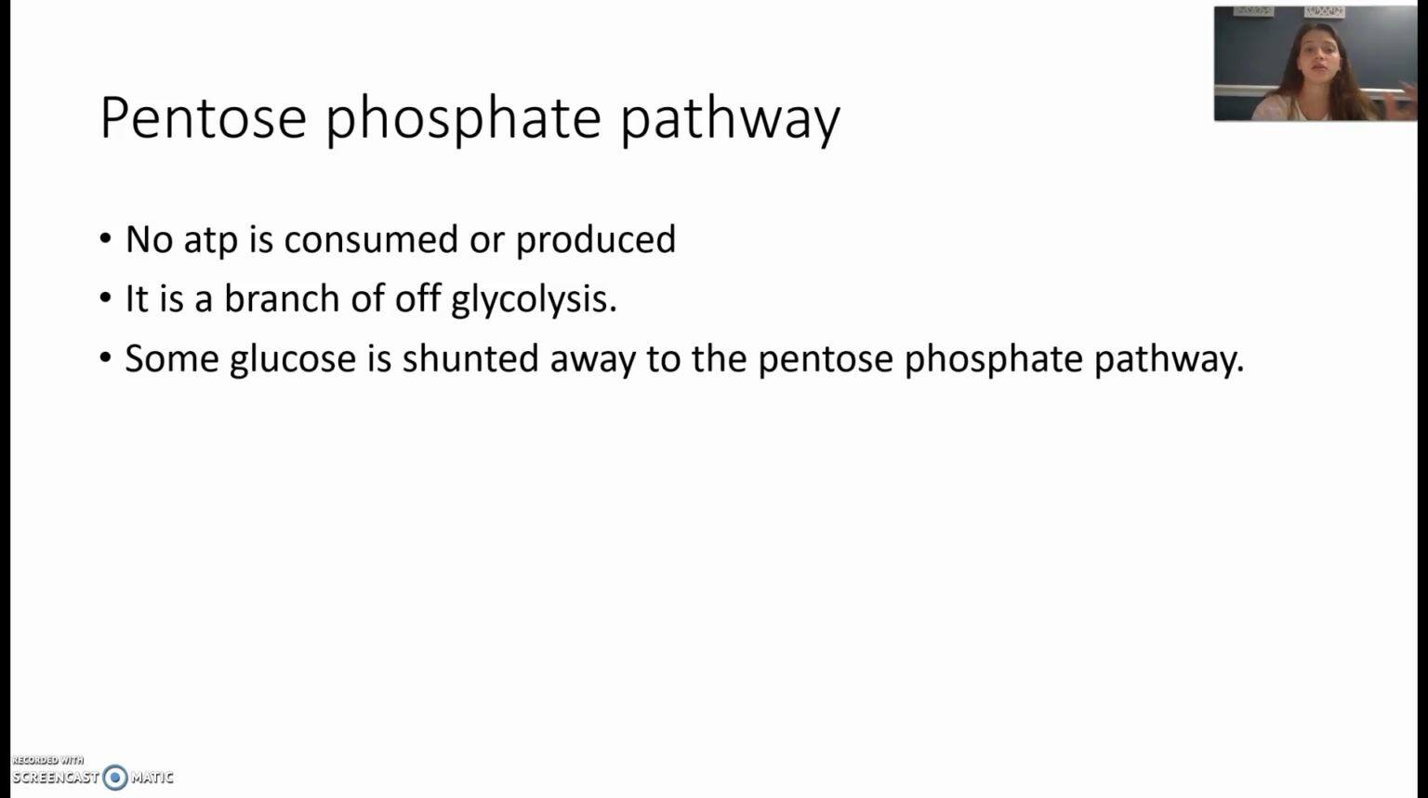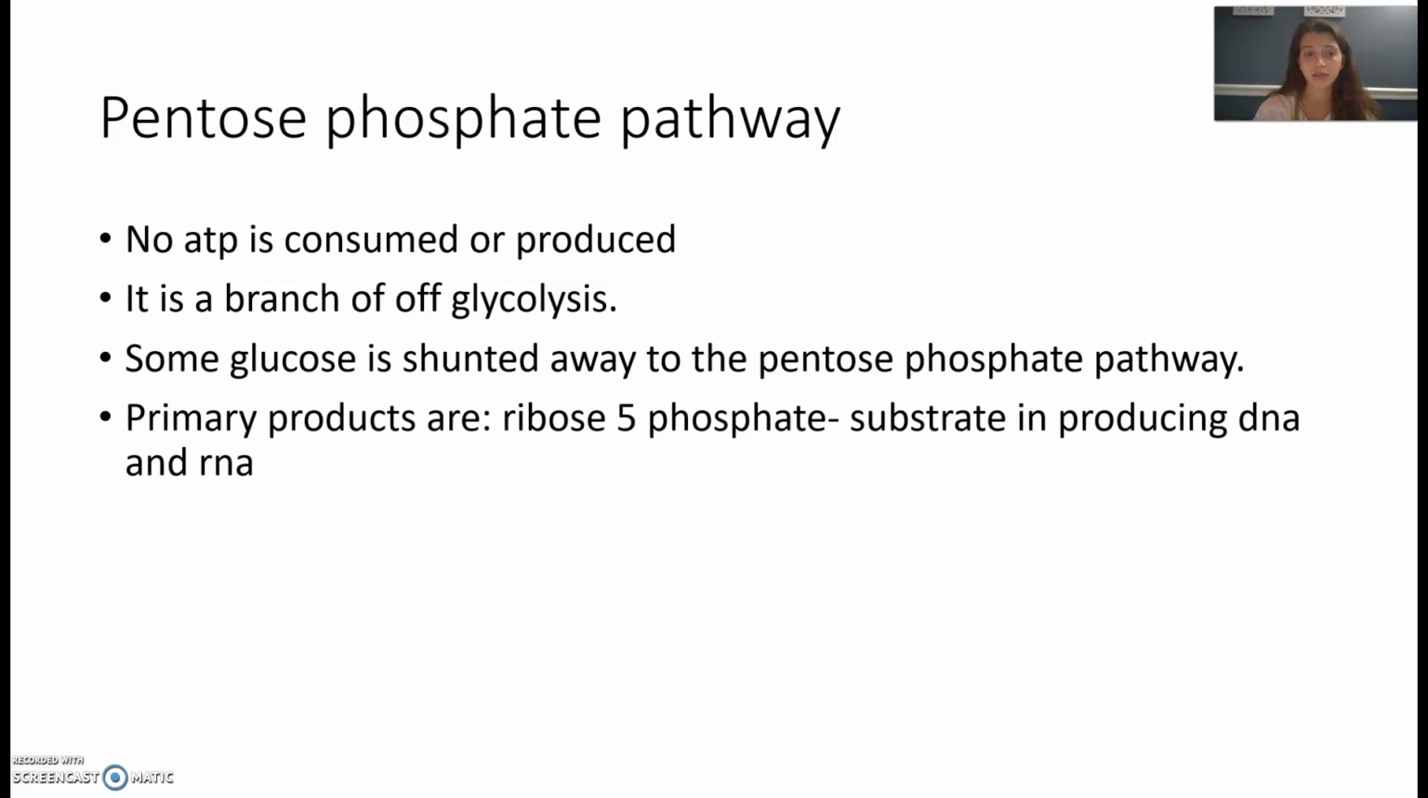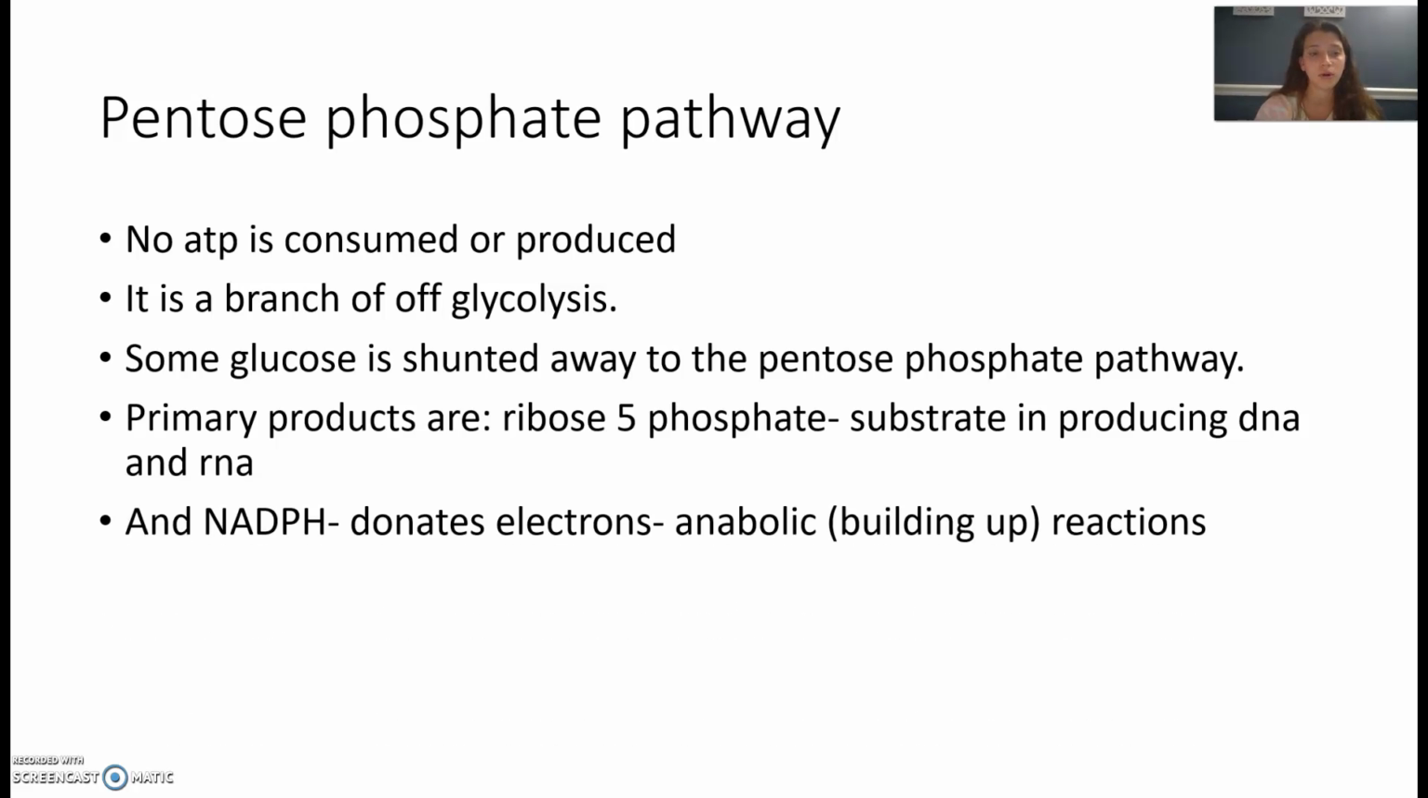So when we're making pyruvate from glucose, it's actually not all of the glucose that was available. Some of it's actually getting shunted away to this pathway, and it's happening simultaneously to everything that I just explained. So primary products are ribose 5-phosphate, and this is a substrate in producing DNA and RNA. And then another primary product is NADPH, not NADH, NADPH.